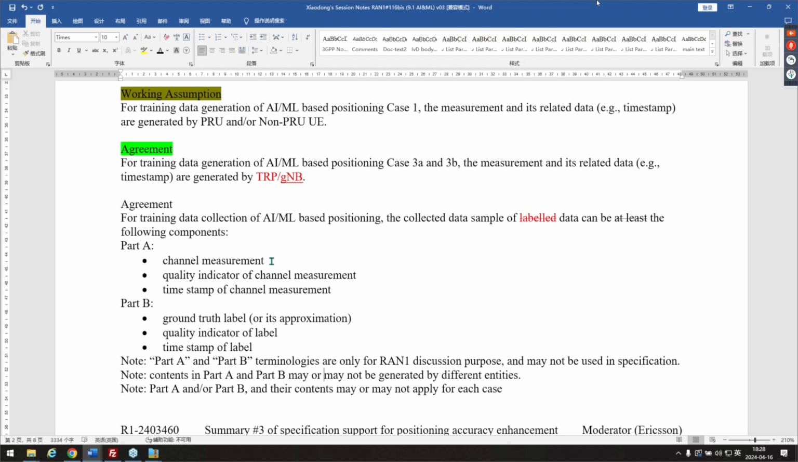Jiehong. Yeah, I understand the intention, but it is the following components. The channel measurement is the component. The processing or pre-processing is the second level detail on the channel measurement, to my understanding. So it is which component is included in the collected data sample. That is the part A, and channel measurement is the component on that. Yeah, it is the intention of the agreement.